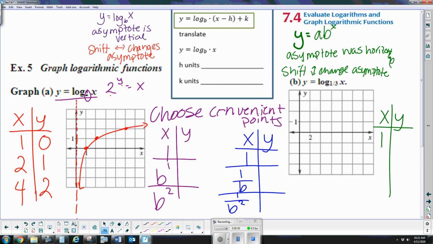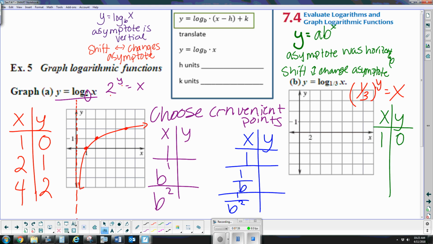We're going to choose 1. So again, if we rewrite this as an exponential function, it would be 1/3 to the y power equals x. All right, 1/3 to the y power equals x, that's the exponential form of this logarithmic function. So 1/3 to the what power equals 1. 1/3 to the 0 power equals 1.